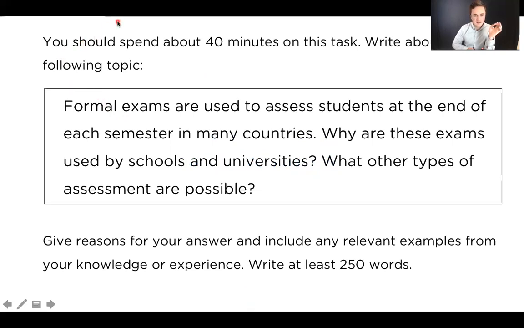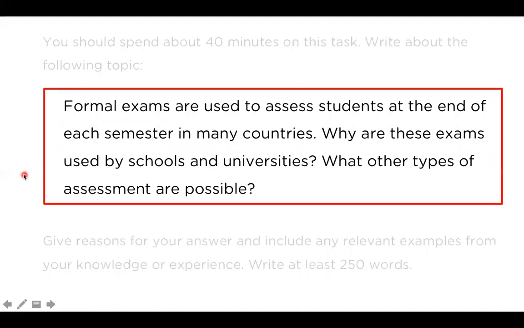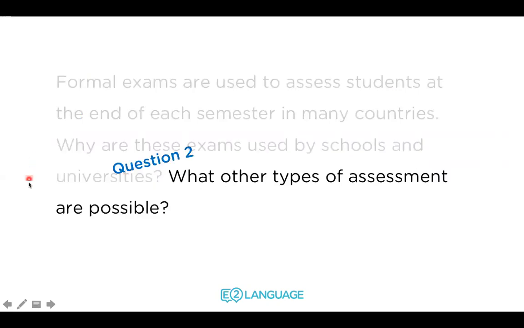The method looks like this. So you sit down on test day, and this is what you see. And you can see that this is the two-part question topic, the two-part question exam prompt. Why? Because there are 2 questions. Fine. So we look carefully at this. And then we think, okay, this has 3 parts. It has a general statement, formal exams, blah, blah, blah. It has question 1 and it has question 2. I now have all the information I need to write my exam from these 3 sentences.